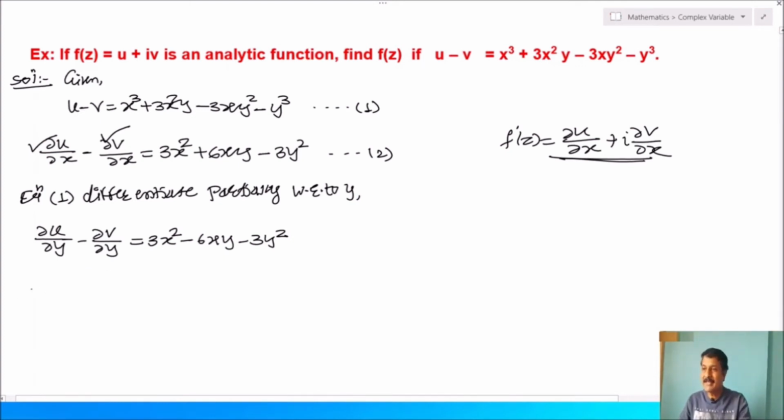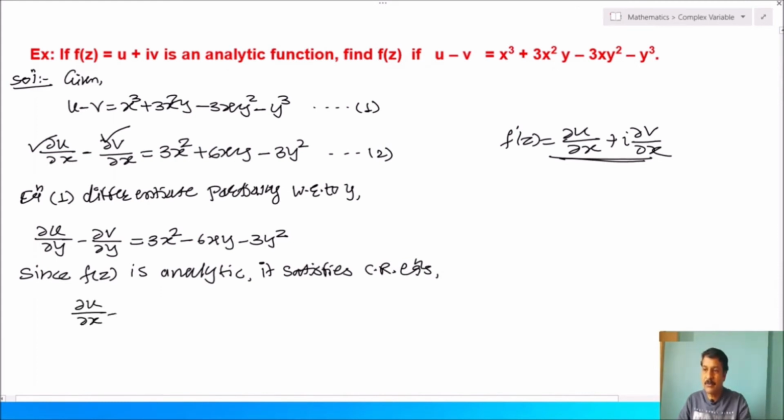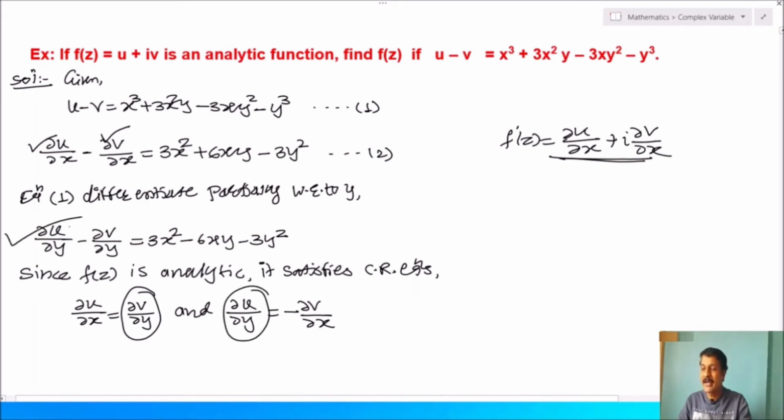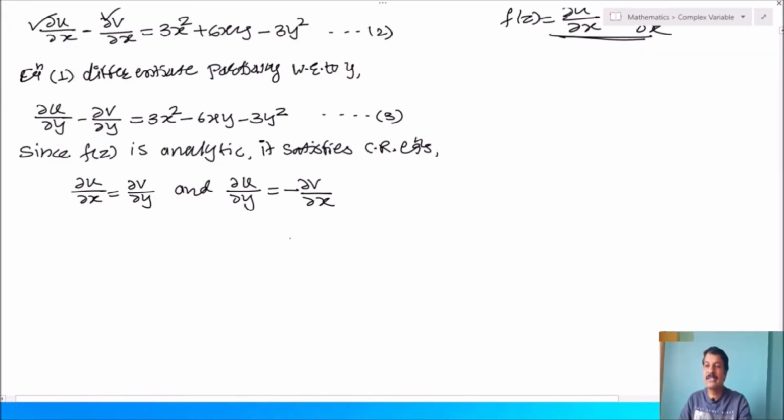So by C.R. equations, since f(z) is analytic, it satisfies C.R. equations. Which are the C.R. equations? ∂u/∂x equal to ∂v/∂y and ∂u/∂y equal to minus ∂v/∂x. So that is why you replace ∂v/∂y and ∂u/∂y in this equation. So this is equation number 3.